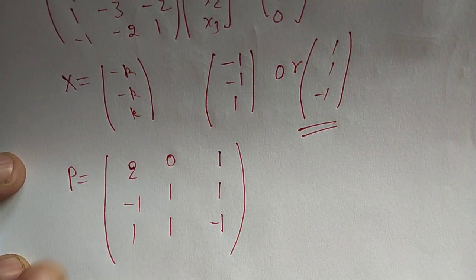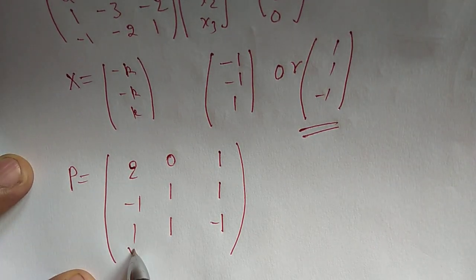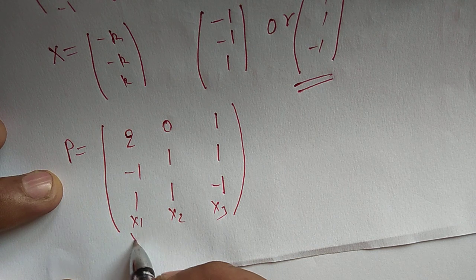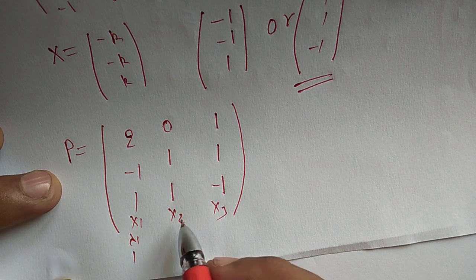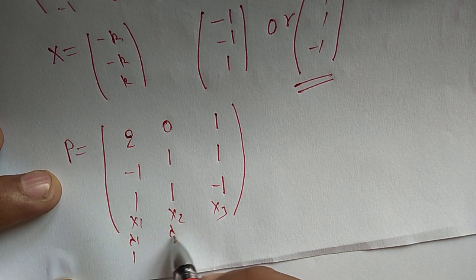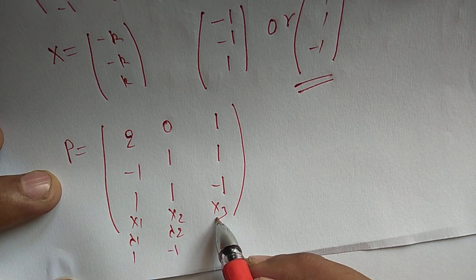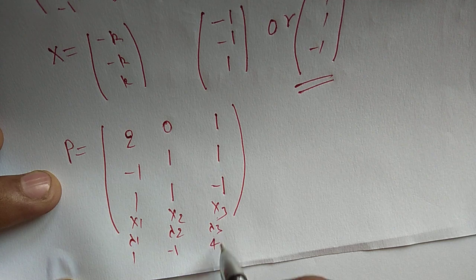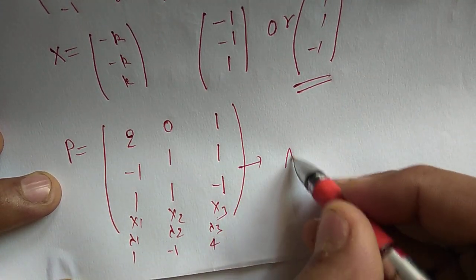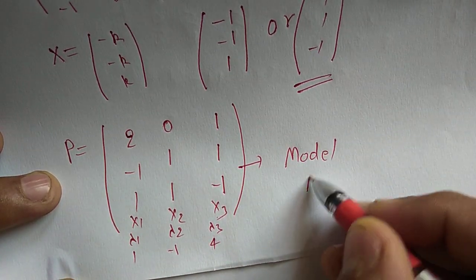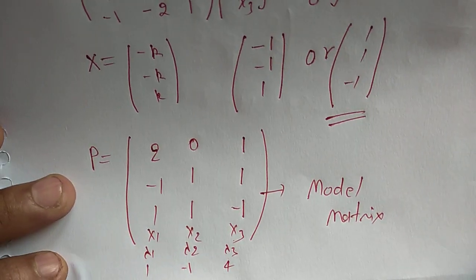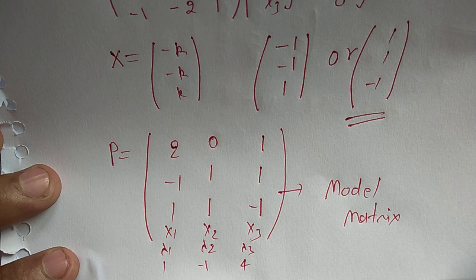So this is the P matrix of eigenvectors x1, x2, x3. x1 is the eigenvector of lambda 1, that was 1, x2 is the eigenvector for lambda 2, that was -1, and x3 is the eigenvector for lambda 3, that is 4. So the matrix of eigenvectors is called the modal matrix.